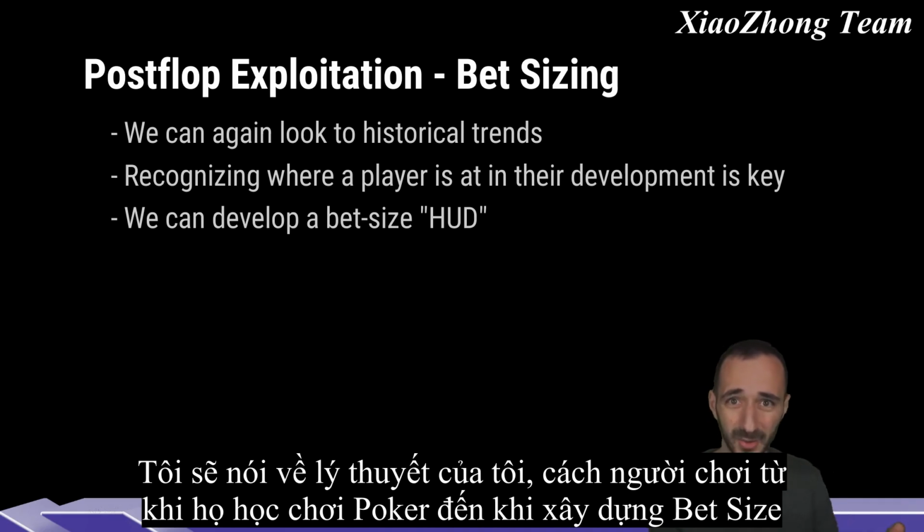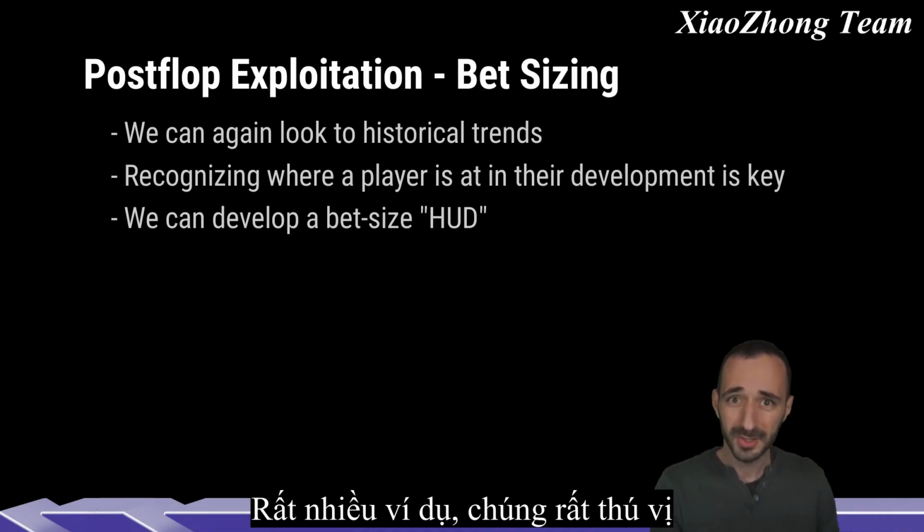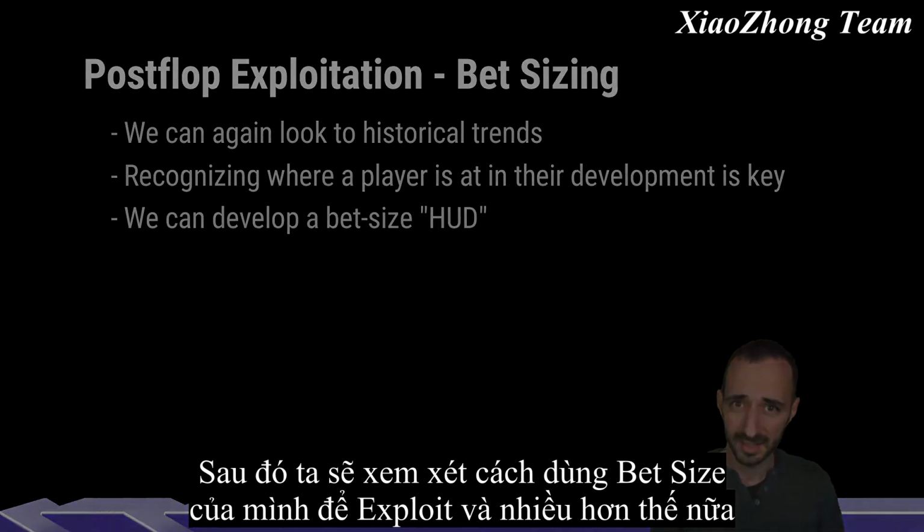So I'll go through my theory of how players, from when they learn poker down the line, develop their bet sizes, and how we'd want to recognize and play against each one of those players. Lots and lots of examples. These are actually fun examples where we can find them. And then later down the line, we'll look at how we can use our own bet sizes as exploits, or how we can do more nuanced stuff.